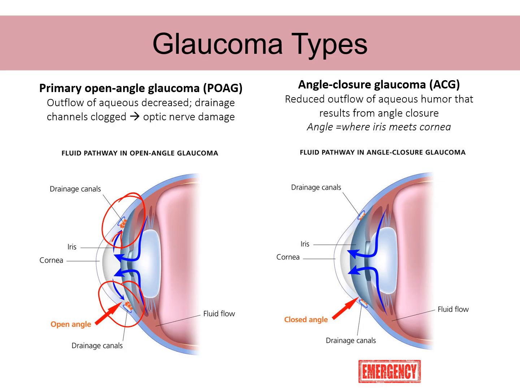In angle closure glaucoma, this is when those angles where the iris meets the cornea, those drainage canals are closed. That's the difference. So that means that there is no outflow of that drainage. So that pressure in the eyeball is just going to keep building up. And this is considered a medical emergency. So angle closure glaucoma is considered an emergency.